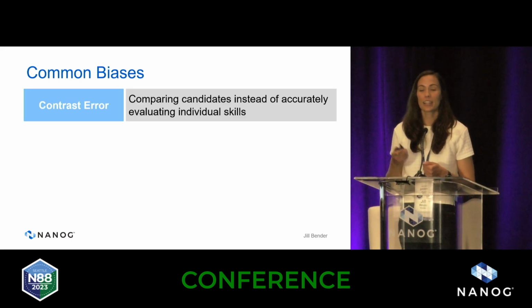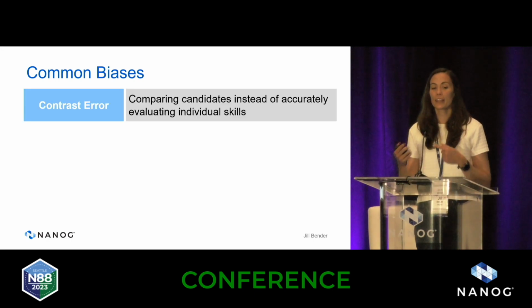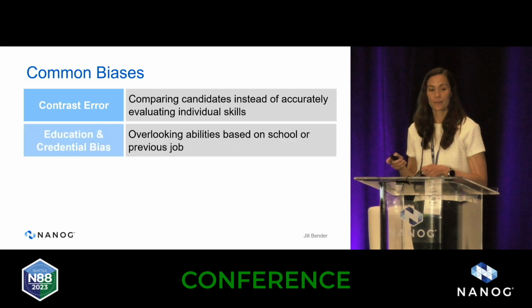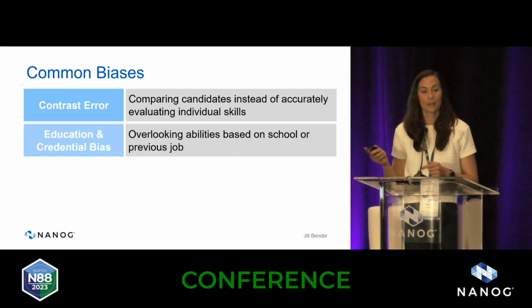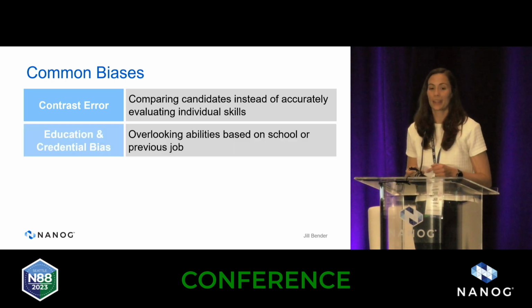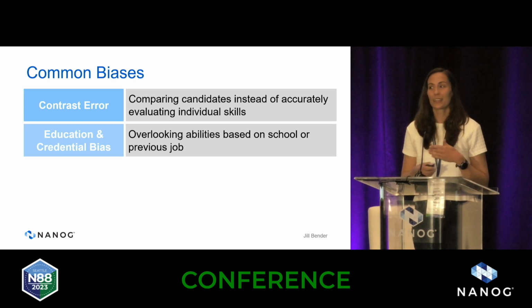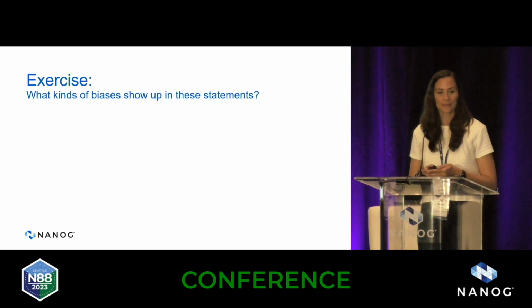Next is contrast error. This is where you're comparing candidates against one another instead of evaluating each individual based on their skills. And lastly, comes up a lot, education and credential bias. Somebody might have a fancy Ivy League degree, and you might overlook their actual abilities based on that degree. Now, there are hundreds of biases out there. You can continue to learn about them probably for the rest of your life, but these are a lot of common ones that show up in the interview process.